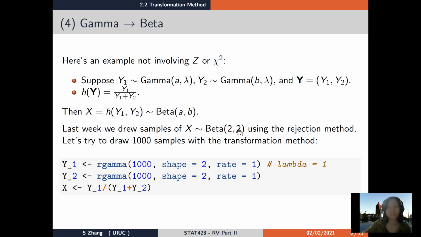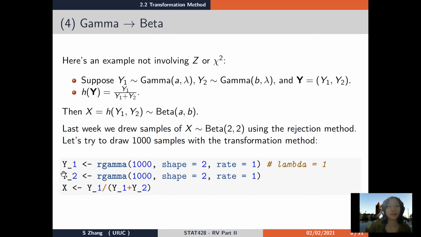A and b. So last week, we used the acceptance rejection method to draw samples from the beta distribution with a and b both equal to 2. This week, let's try to draw 1,000 samples from beta 2, 2 again, but instead of using the rejection method where we will throw away some samples, let's try to use the transformation method and rely on the results over here.